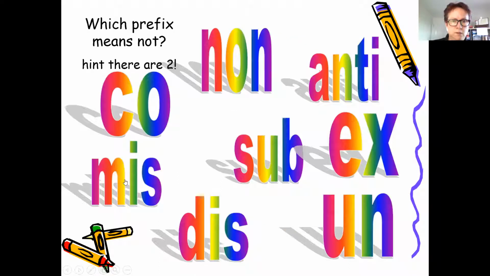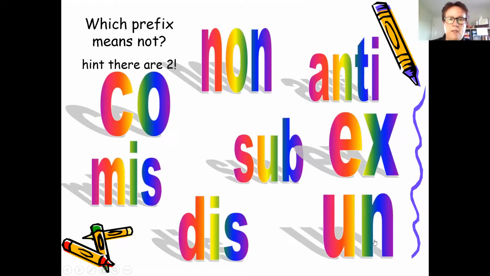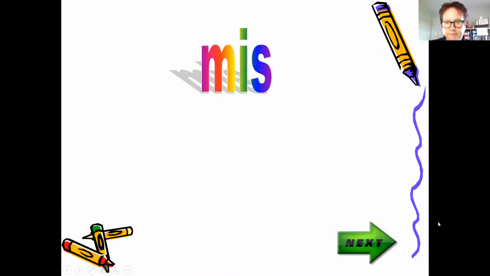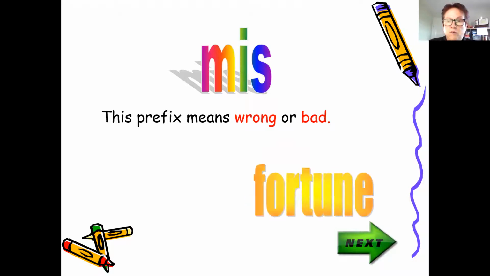miss. Oh, what's happened here? Is it going to go on? Yes, it is. Miss. Oh dear, what's happening here? So this prefix means wrong or bad. So we've got the root word fortune, and if I add the prefix miss in front of that, we get misfortune. So fortune is that we might get something. Misfortune, we've missed out on it. We're not going to get it.